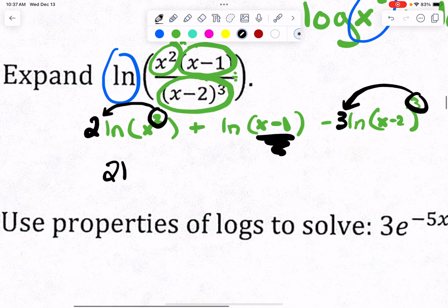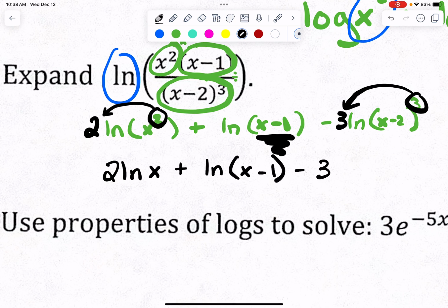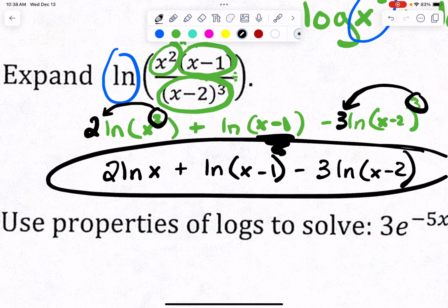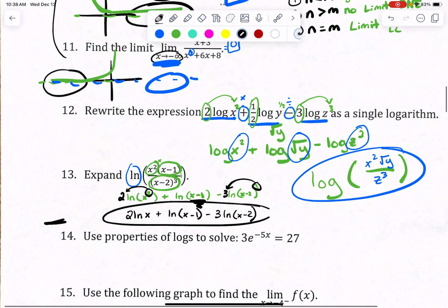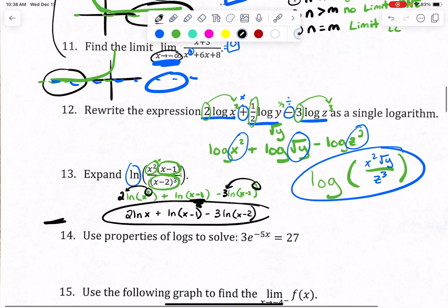So this is 2 ln x squared. No, the squared's not there. 2 ln x, you can leave the parentheses or you don't have to have them. Plus ln, this one has to have parentheses, x minus 1, and then minus 3 ln of x minus 2, okay? And that is expanded all the way. There's nothing more that you can do, okay? All right, I'm going to stop there. That's 13. That's good to go.